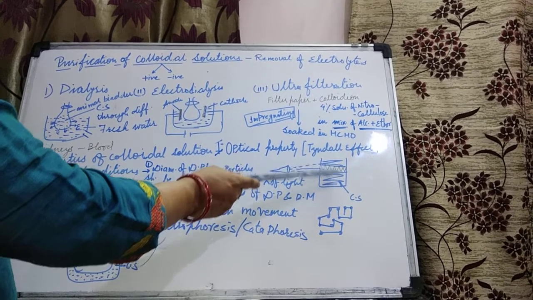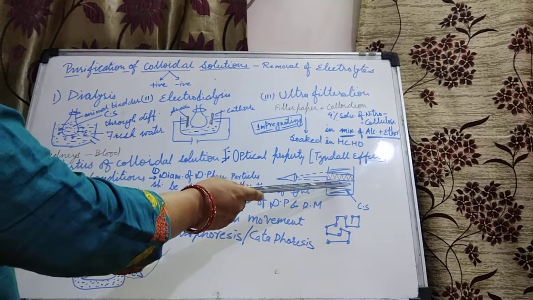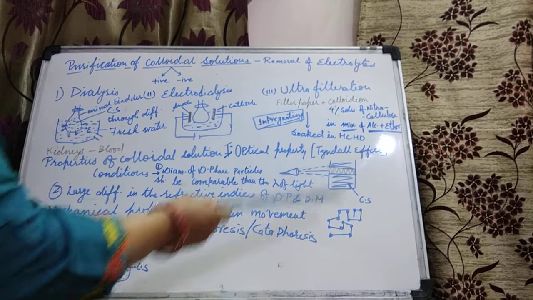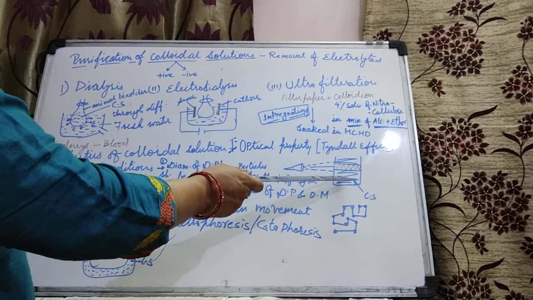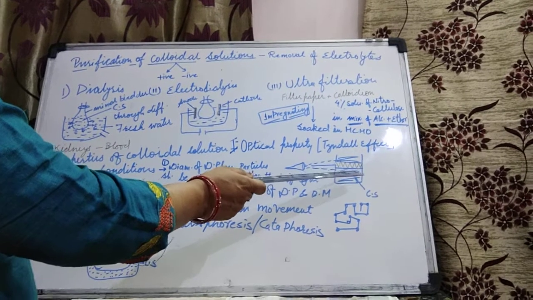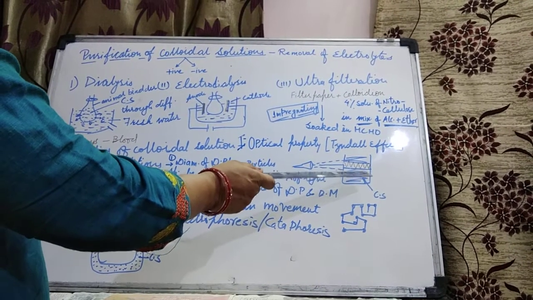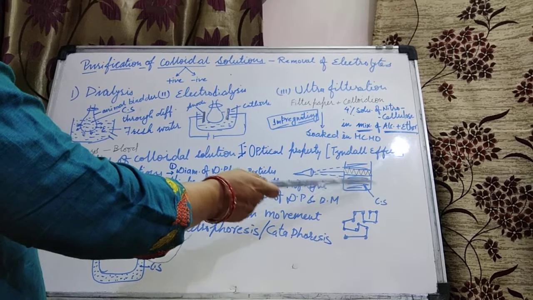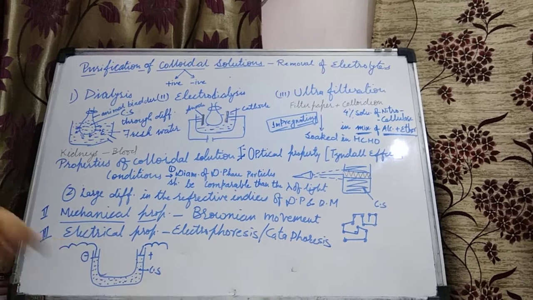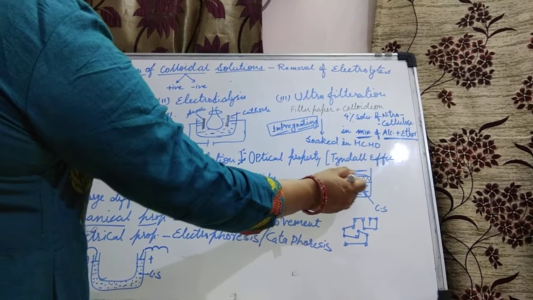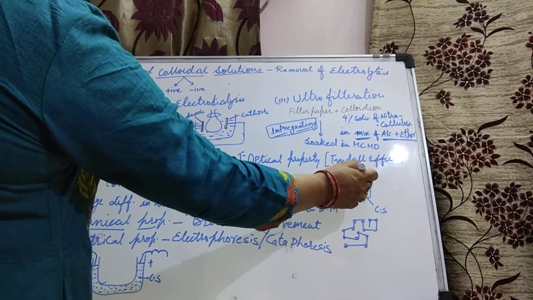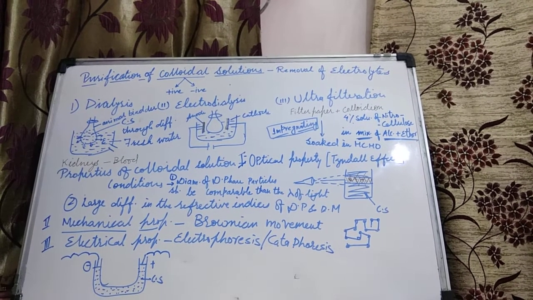This effect, this phenomenon, is called the Tyndall effect. Now the question is, why is the path of light becoming visible? We have done, students, that colloidal particle size is bigger than the true solution particle size. So these bigger particles of colloidal solution are responsible for scattering the light. As the light comes onto these particles, it gets scattered. And that's why we are able to see the path of light.